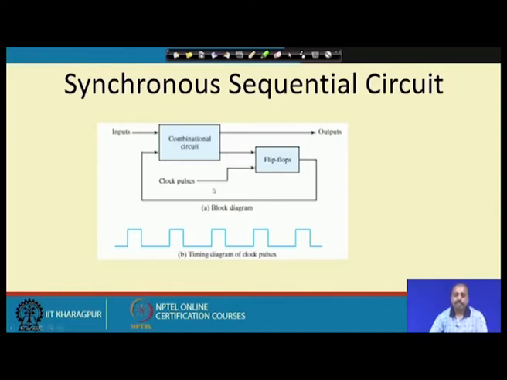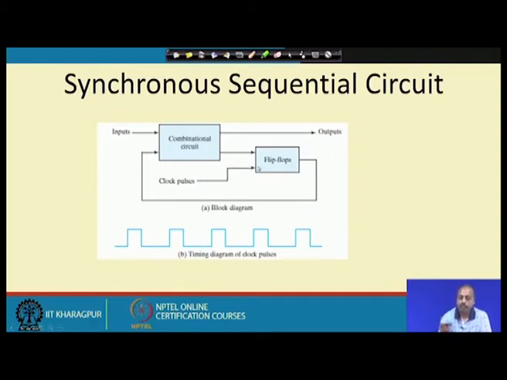If we say it is high level sensitive, then only when the clock signal is high, that is at this point, will the values coming from the combinational circuit to the flip flops be stored in the flip flops. Otherwise, when the clock signal is low, for example during this period, whatever happens to the combinational circuit, these lines will be changing, but that will not affect the flip flops. As a result, the state of the circuit will remain unaltered. Only when the clock signal is active and the input changes will the flip flops change.